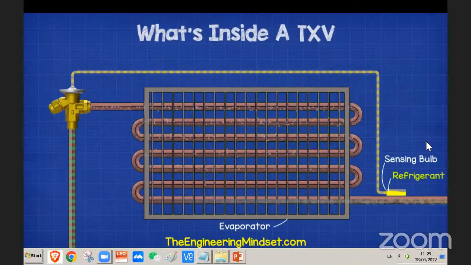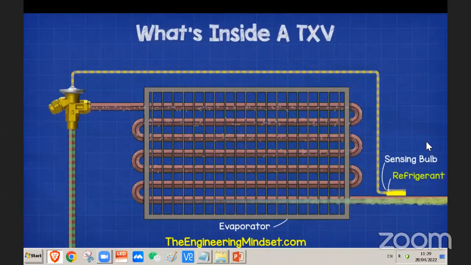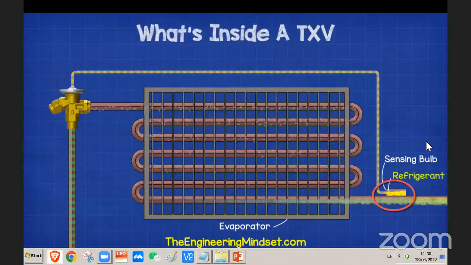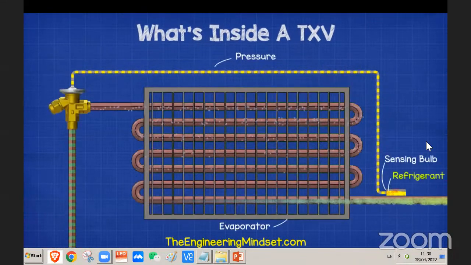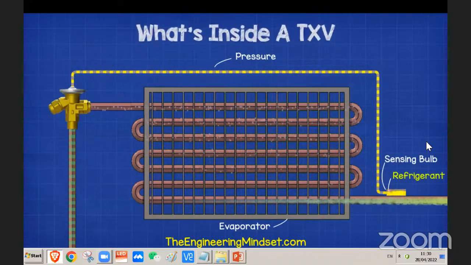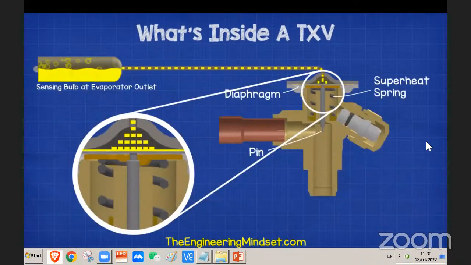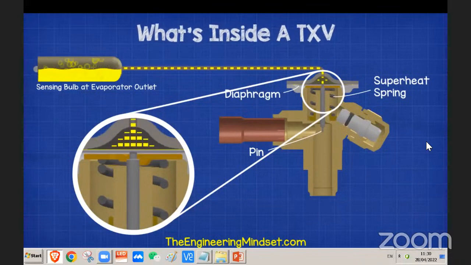The sensing bulb sits at the outlet of the evaporator. As the cooling load on the evaporator increases, the superheat increases at the evaporator outlet. Because the sensing bulb is in direct contact with the pipe at the evaporator outlet, the thermal energy transfers and causes the refrigerant inside the sensing bulb to expand and boil. Because the sensing bulb, capillary tube, and the chamber are all hollow and are a sealed system, as the refrigerant expands and boils, it causes the pressure inside to increase. This pressure travels along the capillary tube and makes its way to the chamber above the diaphragm. As the pressure increases, it pushes down on the diaphragm and this pushes down on the pin.